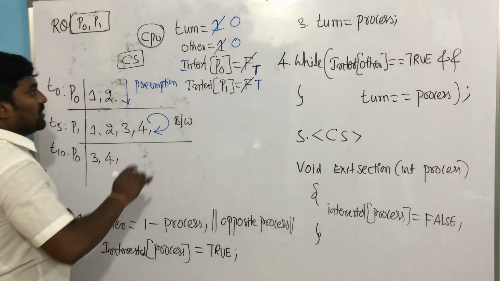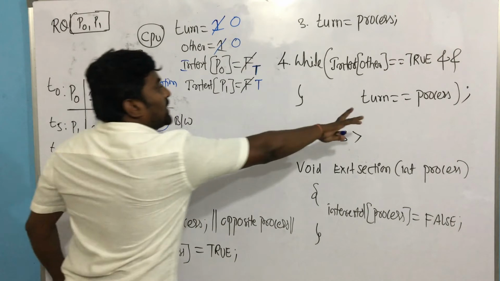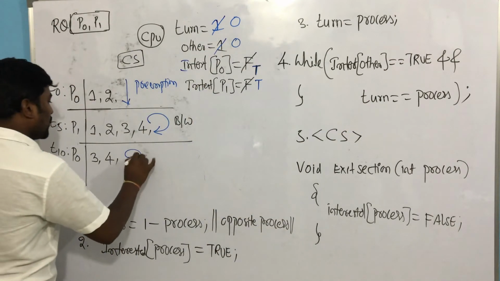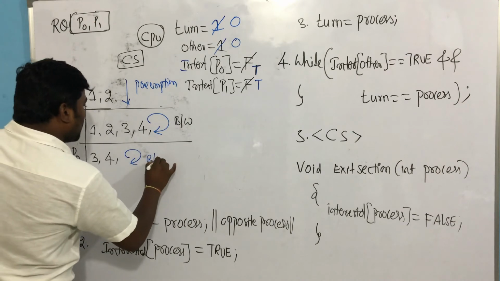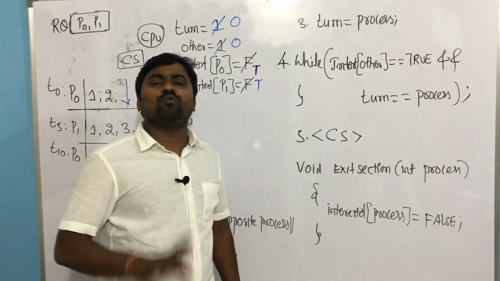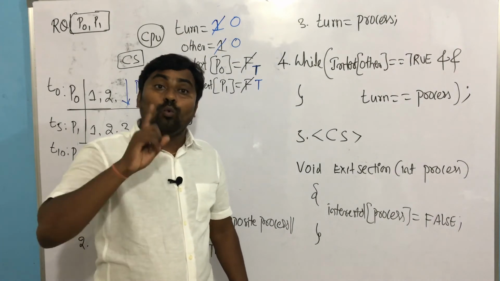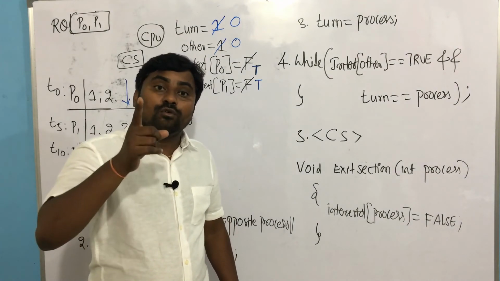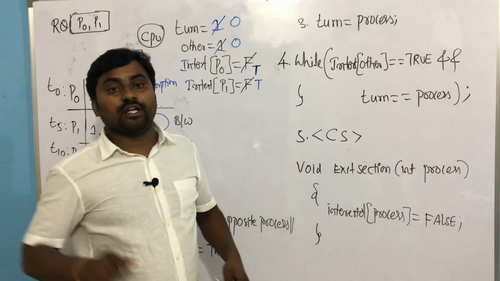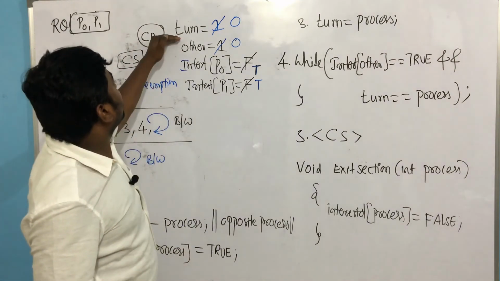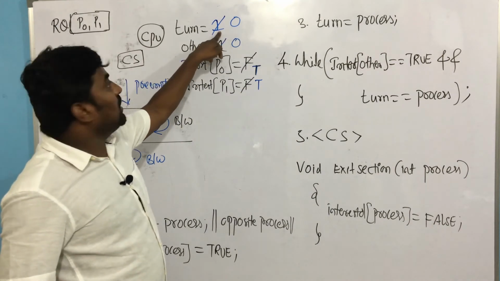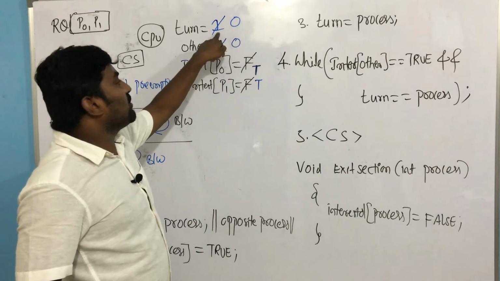Are you getting my point? Interested of other equal to true, right side turn equal to process, turn value 0, process also 0. It is also busy wait. So busy wait. Why did P0 get busy waited? I have guaranteed one point, right? Whoever updates the turn value first, that process is going to use the critical section, right? And who made the turn value first? P1. P1 only made first, right? Later P0 made, P1 only made first, correct?